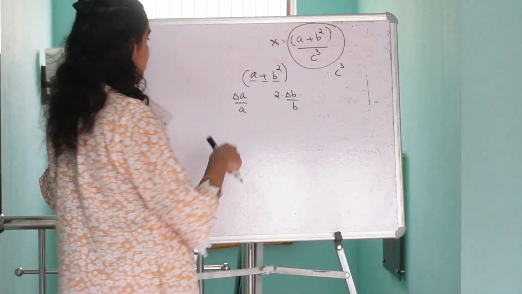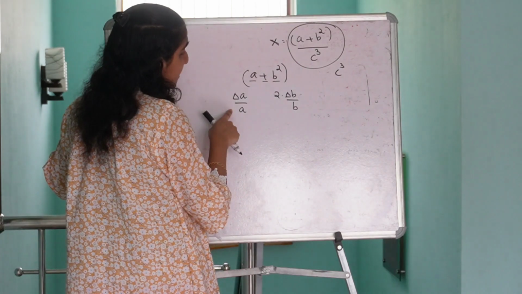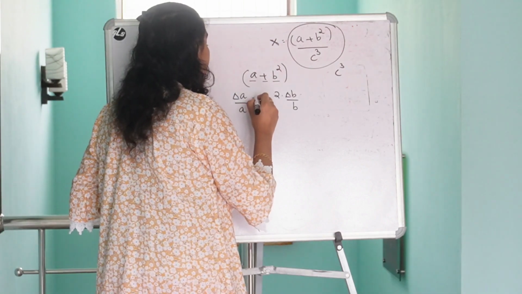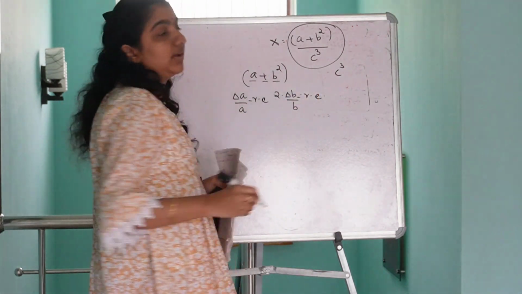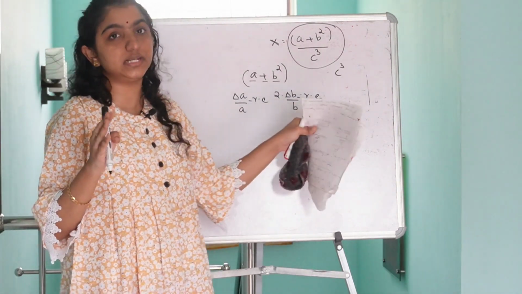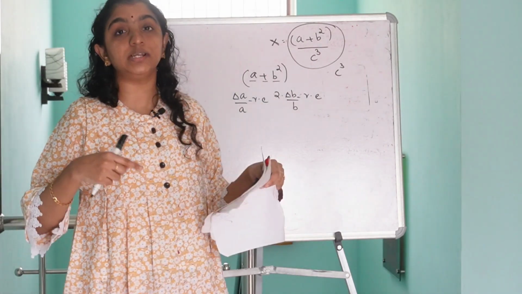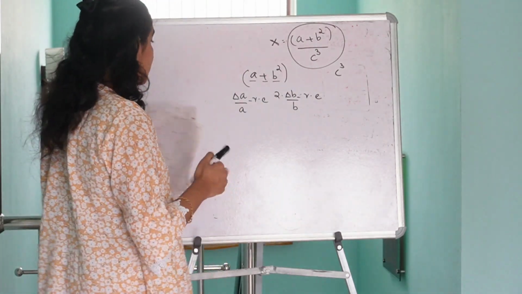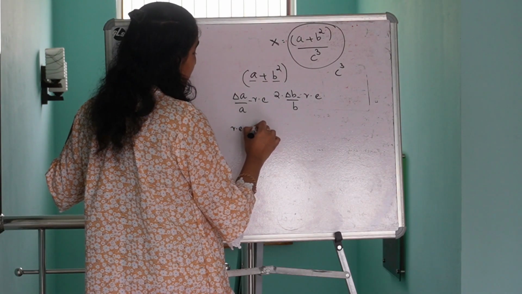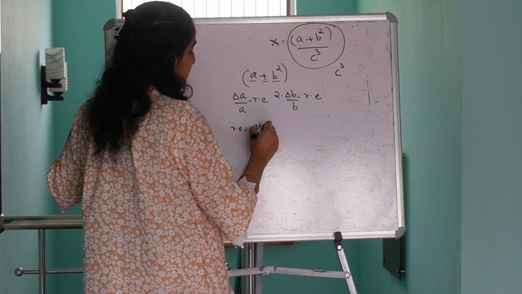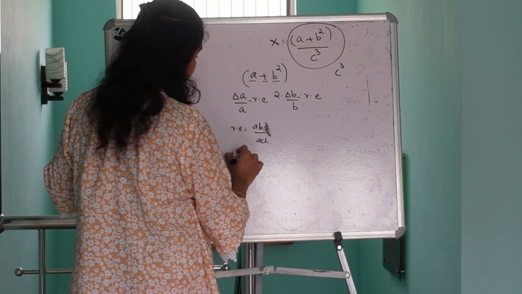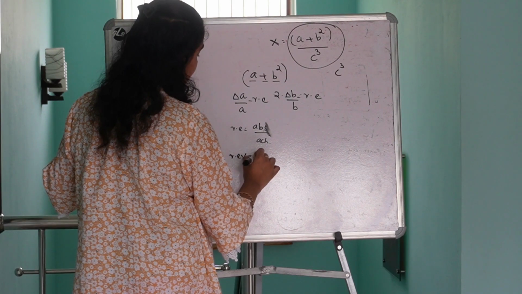Is it clear? And the type of error that we have found out here is not actually absolute error, but it is relative error. So here we have to find absolute error from these relative error values. How do you find absolute error from relative error? We know relative error is equal to absolute error divided by actual value. So the absolute error is relative error into actual value.